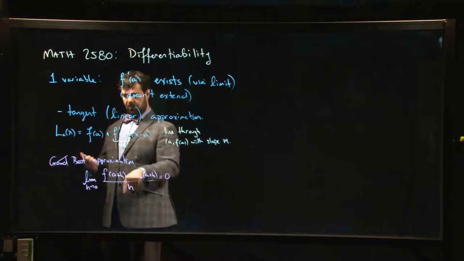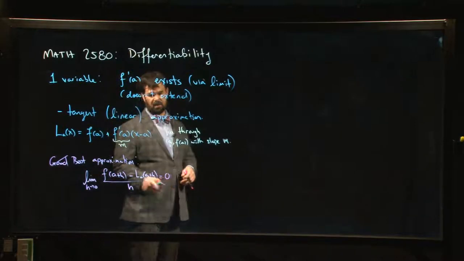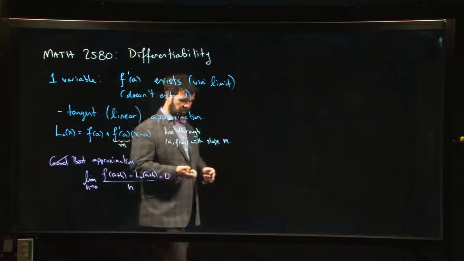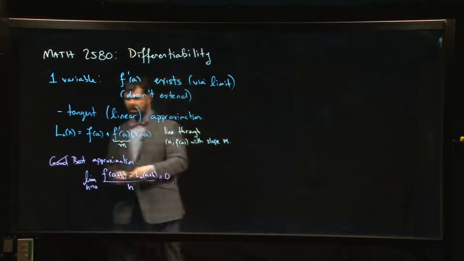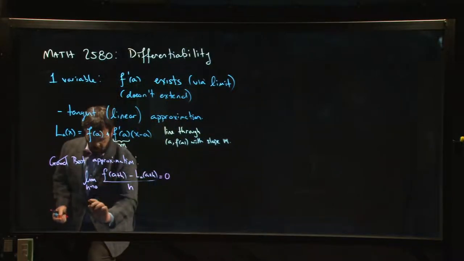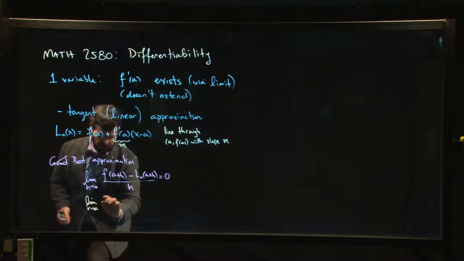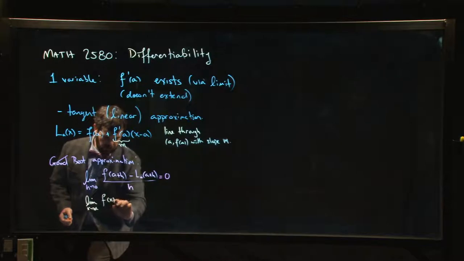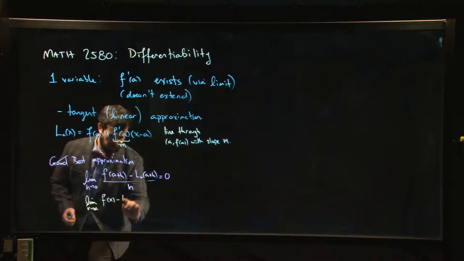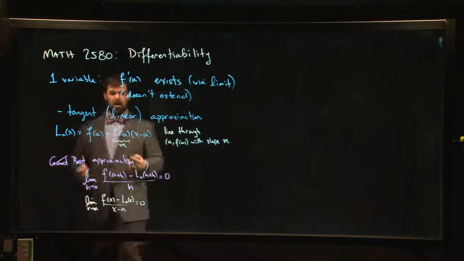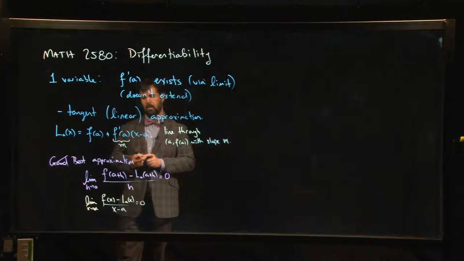It's going to zero faster than h is going to zero, right? So if I divide by h, this limit still gives me zero, even though h is also going to zero. The other way you could write this limit would be the limit as x goes to a of f of x minus L_a of x over x minus a. Either one is equivalent, right?